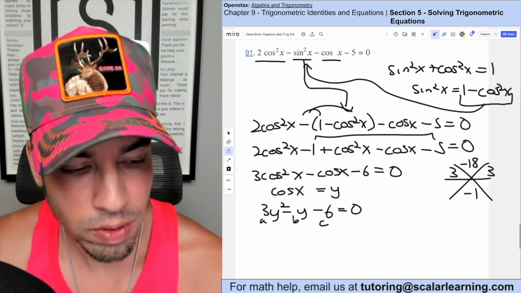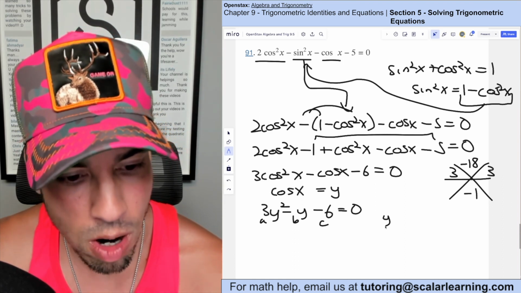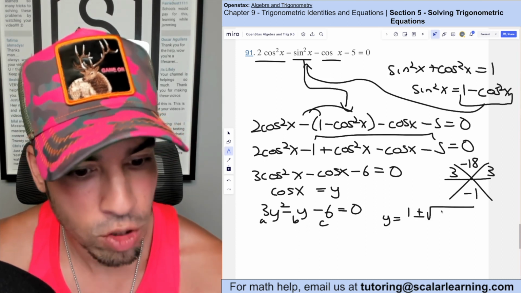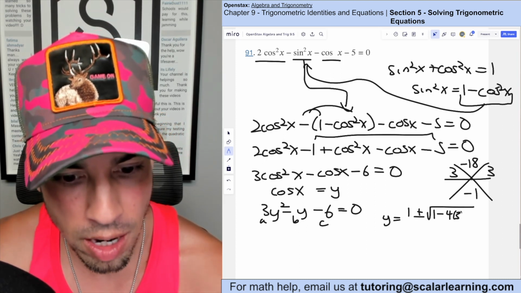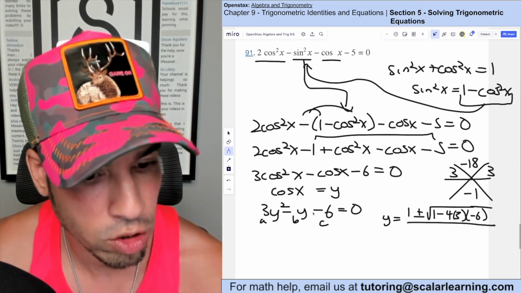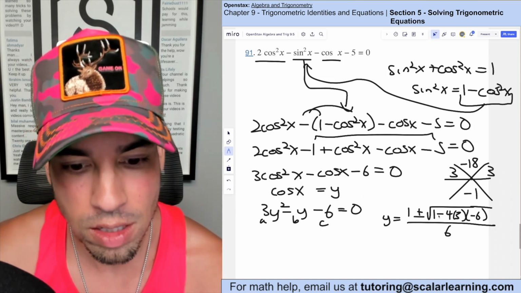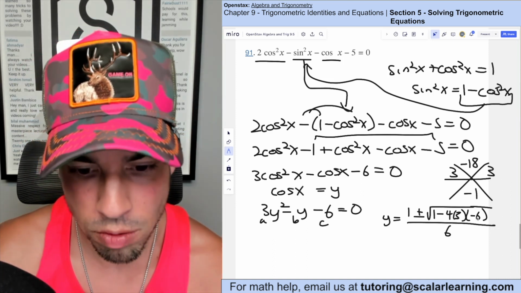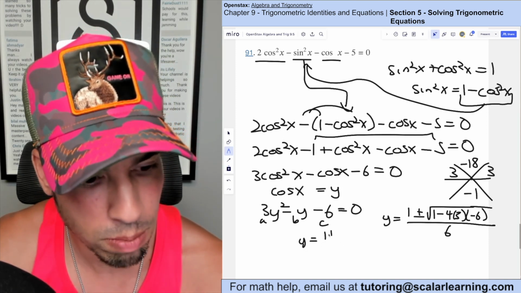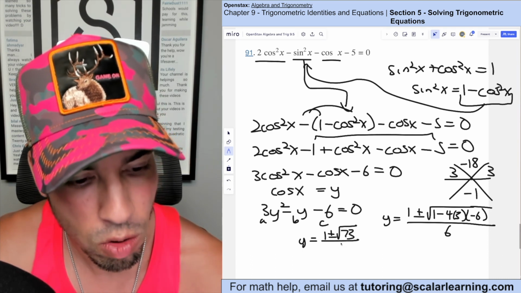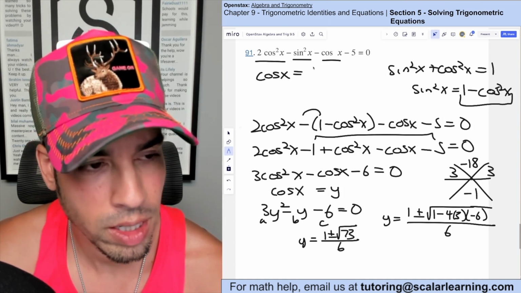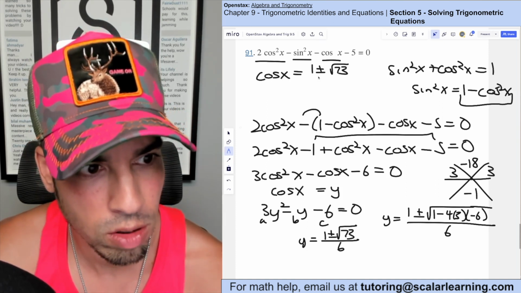But what we can do to solve this is use the quadratic formula. So I can say y equals negative b, which is 1, plus or minus the square root of b squared, which is 1 squared, minus 4 times a times c, which is negative 6, all over 2a. 2 times 3 is 6. Okay, let's simplify this. The negatives are going to cancel out. 4 times 3 is 12, times 6 is 72, plus 1 is 73. So then I've got y equal to 1 plus or minus the square root of 73 over 6. Now we have to remember that y is the same as cosine of x. So up here, I'm going to rewrite cosine of x equals 1 plus or minus rad 73 over 6.